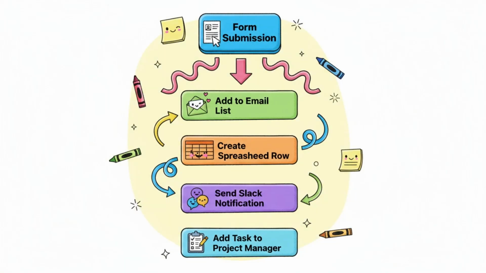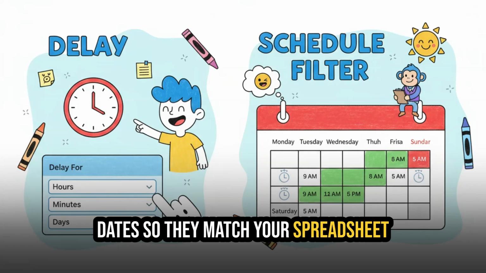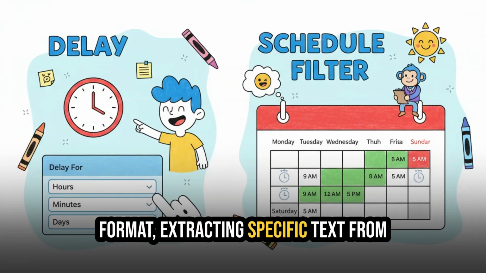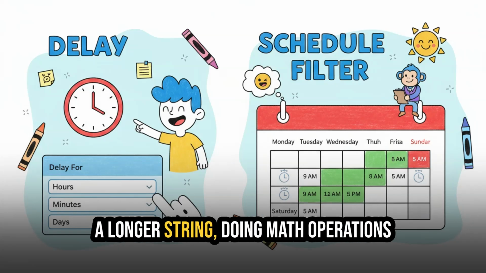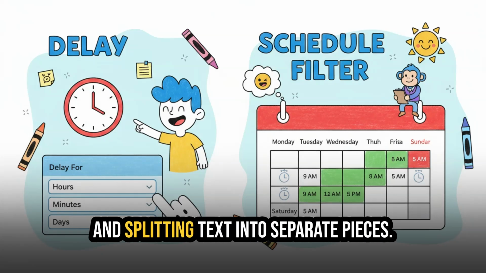Next up, formatters. These are built-in tools that transform data before it hits your action. Real-world data is messy. Dates come in different formats, text has extra spaces, numbers need calculations. Formatters handle all of that. Common uses include reformatting dates so they match your spreadsheet format, extracting specific text from a longer string, doing math operations like adding or multiplying numbers, and splitting text into separate pieces.